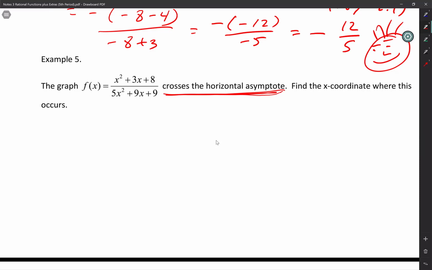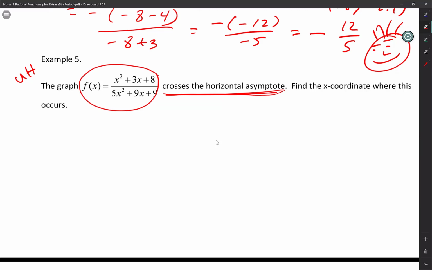All right, having said that, this is a rational function. It is a very tough rational function to try and graph without a calculator. Delta Math is not going to give you questions like this. This is the type of question you would get on UH. Delta Math has easy rational functions because they're tailored for high school. Find the x-coordinate where this occurs.